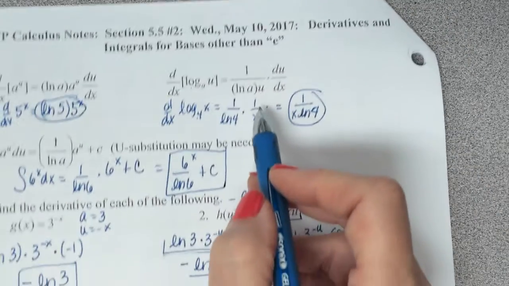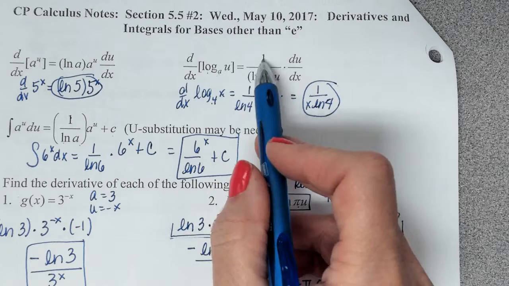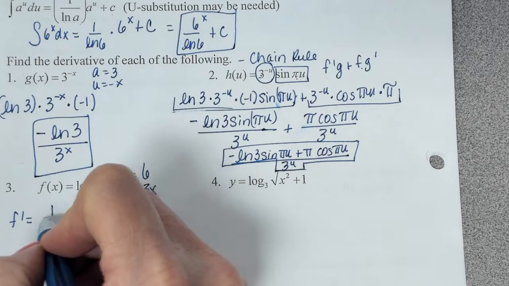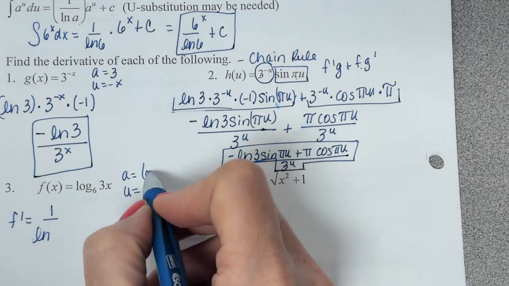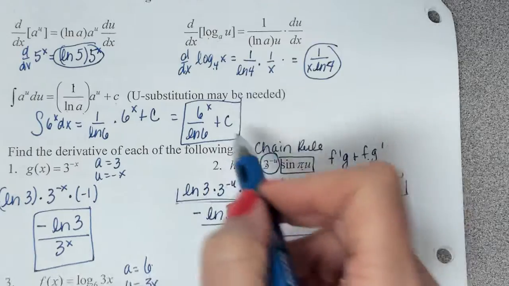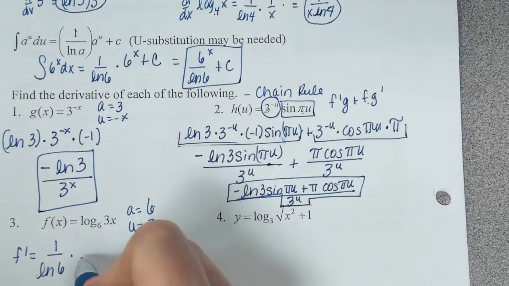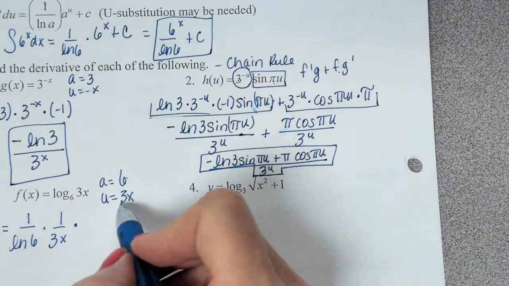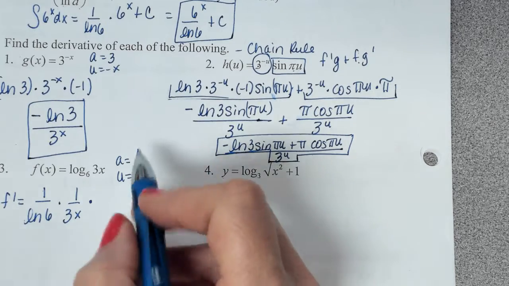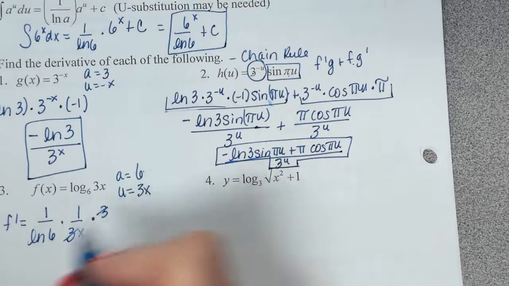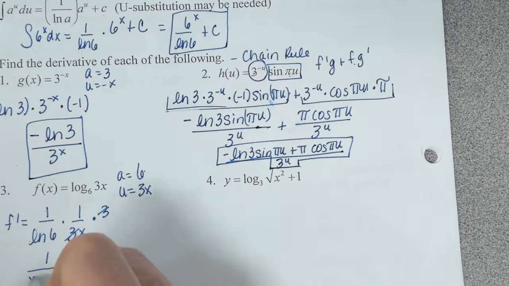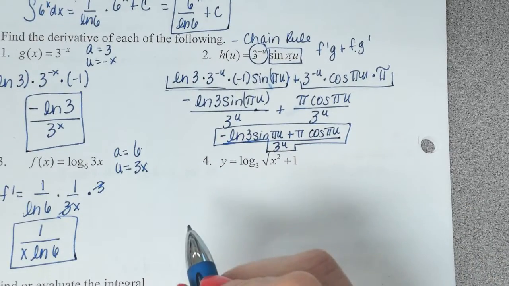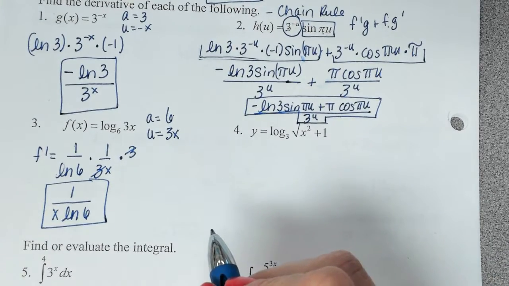So we're looking at our formula now. We've identified A and u, so now we're just going to use the formula. So it's going to be f prime is equal to 1 over the natural log of A, which is 6, times 1 over u, 1 over 3x, times the derivative of our 3x. What's the derivative of 3x? 3. So these cancel, and so our derivative is going to be 1 over x, natural log 6. Questions there?